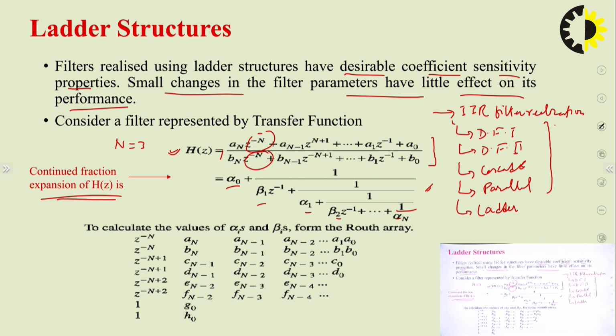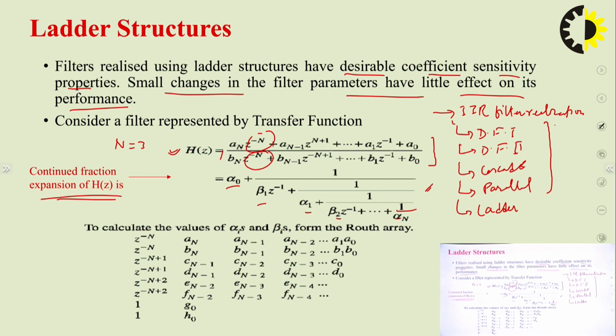Okay. So now the important aspect is how we can calculate these coefficient values alpha naught, beta 1, alpha 1, beta 2 and so on up to alpha n. So if the order is 3, then alpha n will become alpha 3. Your continued fraction expansion form for n equals 3 will be alpha naught plus 1 upon beta 1 z to the power minus 1 plus 1 upon alpha 1 plus 1 upon beta 2 z to the power minus 1 plus 1 upon alpha 3. So these are the coefficient values that we have to calculate.